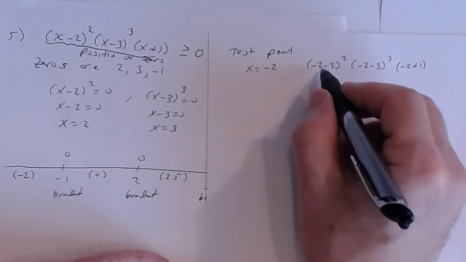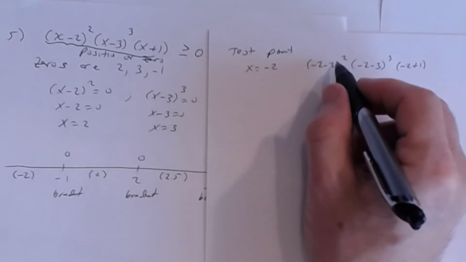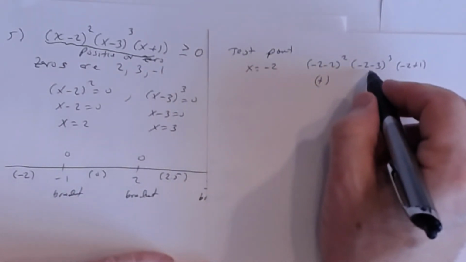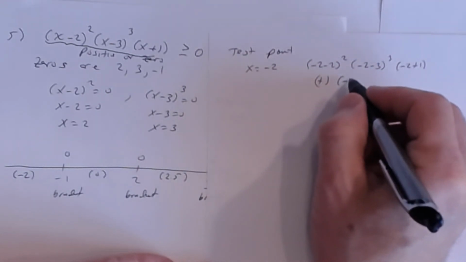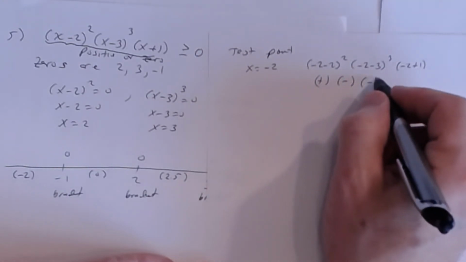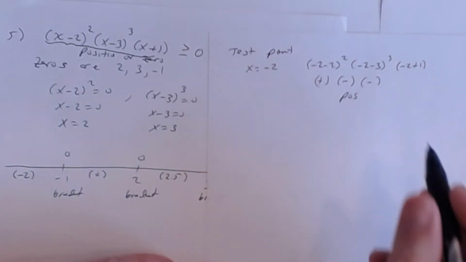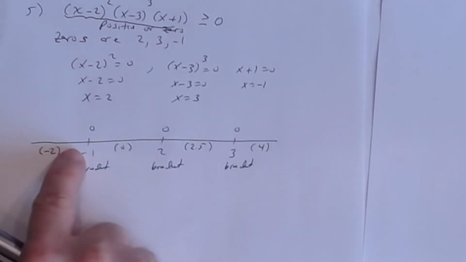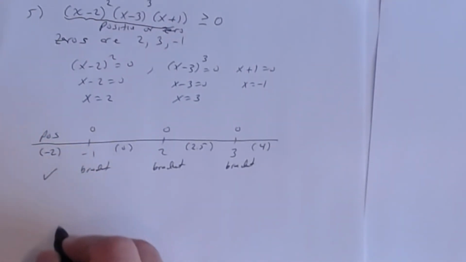Negative 2 minus 2 is a negative number, and when I square it, you do realize that if this is negative or positive and I square it, I get positive, right? Because it's raised to an even power. Negative 2 minus 3 is a negative number. A negative number raised to an odd power is still negative. Negative 2 plus 1 is a negative 1, so that's negative. So a positive times a negative is a negative. A negative times a negative is a positive. So no matter what real number I choose in this first interval, it's going to make this product positive, which is something I want. Let's go to 0.